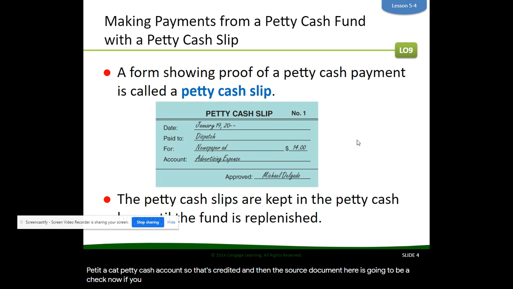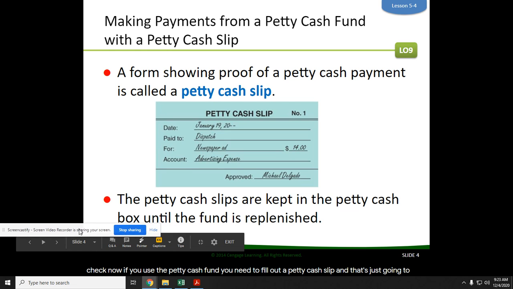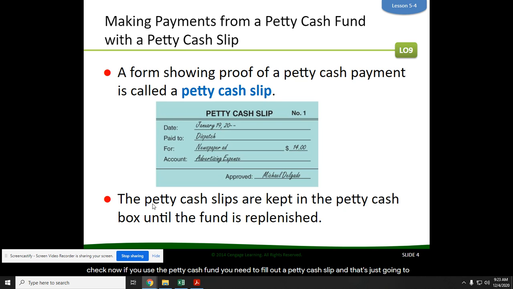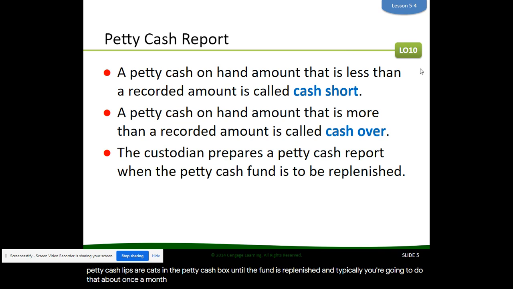Now, if you use the petty cash fund, you need to fill out a petty cash slip, and that's just going to serve as documentation that you used cash from the petty cash box. So the petty cash slips are kept in the petty cash box until the fund is replenished, and typically you're going to do that about once a month. So at the end of the month, you're going to replenish the petty cash fund. What you're going to do is fill out a petty cash report.